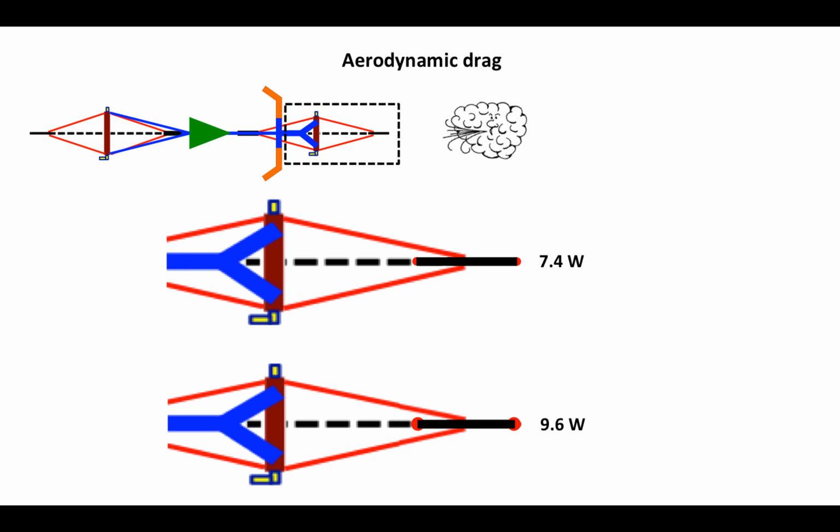At a speed of 20 miles an hour, or 8.9 meters per second, the power needed to overcome aerodynamic drag is 7.4 watts for the narrower tire and 9.6 watts for the wider tire. If the only thing I had to think about was aerodynamic drag, I would always pick the narrowest tire, but there are other things at play also.